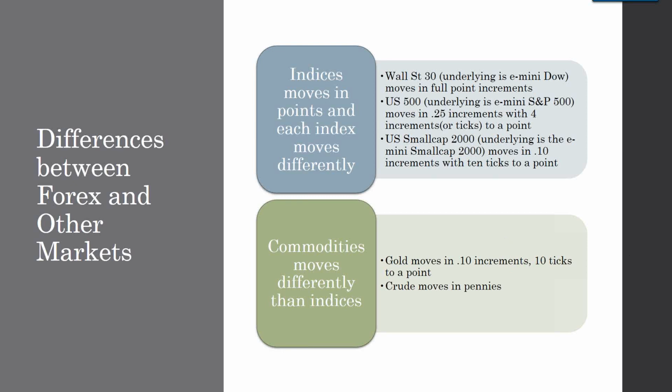Now the commodities move even more differently. Gold is in 10-cent increments, 10 ticks to a point, but crude moves in pennies.